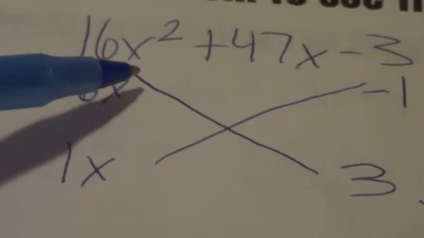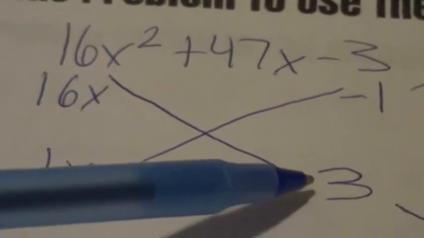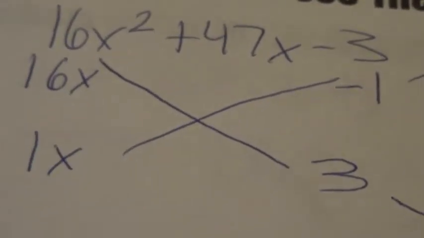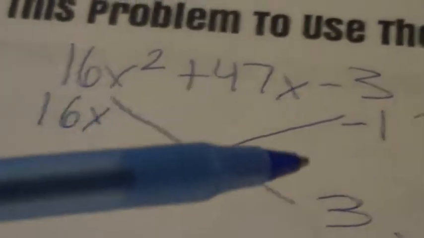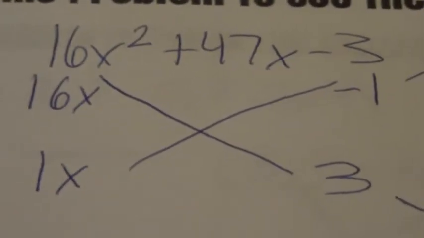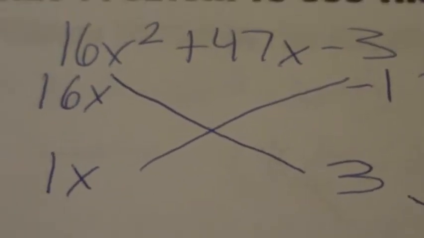Well, we see 16's up here on this line and 3's on this line. That means you multiply them together. So we get 48x by multiplying these two together. By multiplying 1x and negative 1, we get negative 1x. So that's all fine and dandy, but what exactly do we do next?